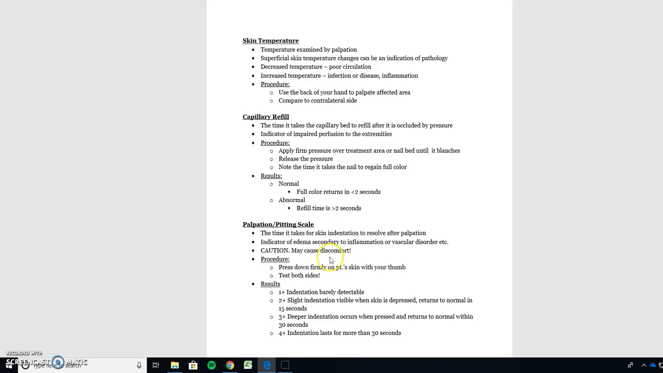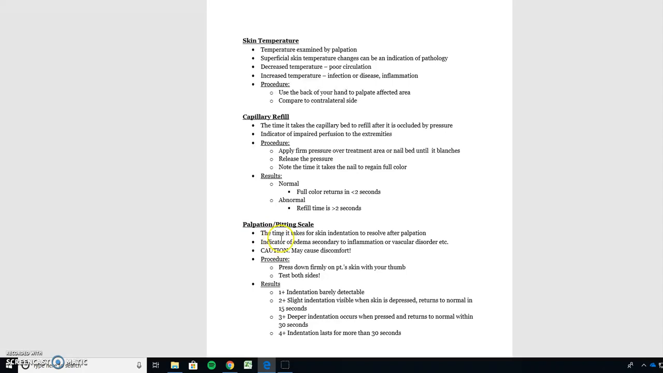Another thing that I thought was really important that I put on here anyway is about the edema that we may see in patients' extremities. So you may have seen patients that have really swollen legs or arms or different parts of their body. We can use our pitting scale to evaluate that.